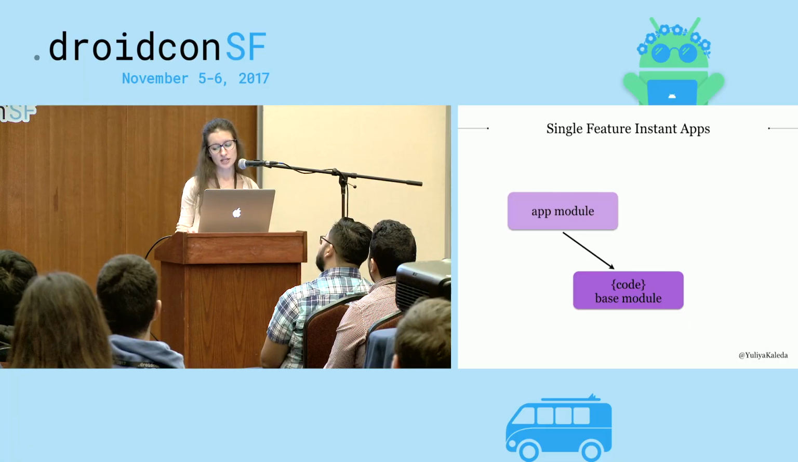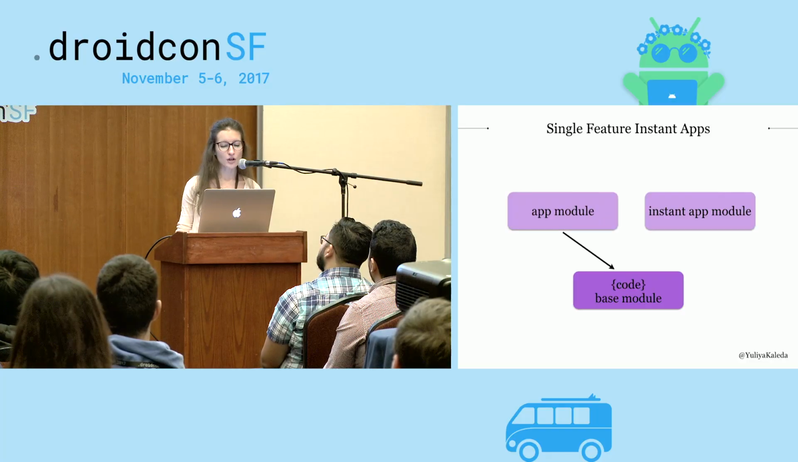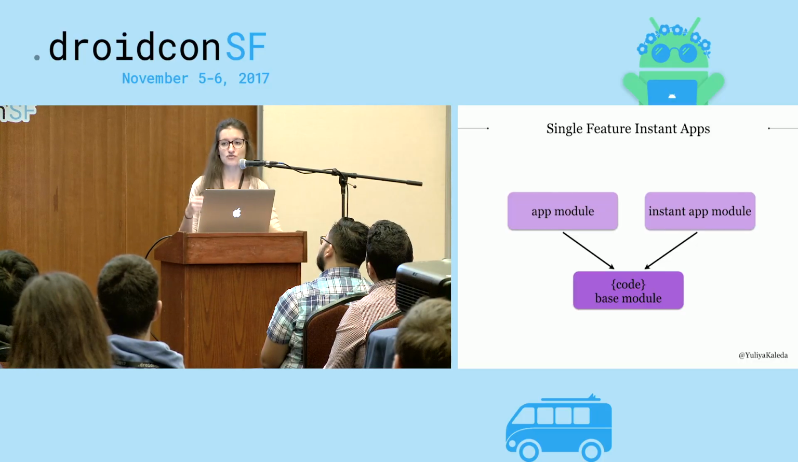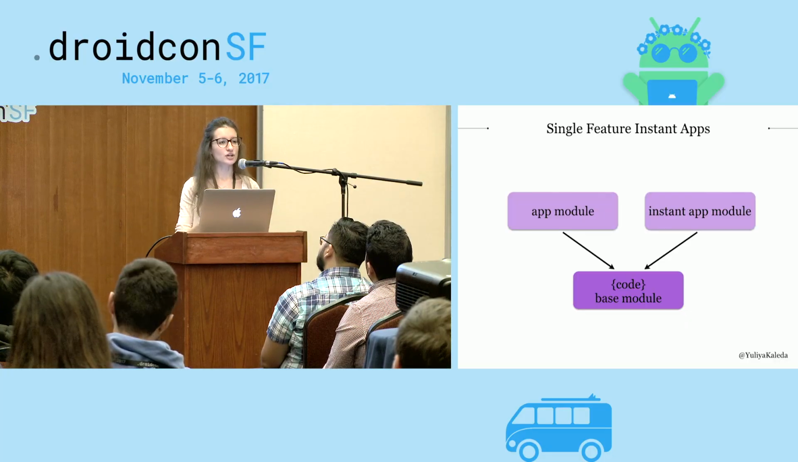Then the next step is to add a new module, which is the instant app module. Again, it will be empty. It won't have any resources or source files. And it will also depend on the base module. And that's pretty much it. So as you can see, Instant App is not about adding extra code to your application, right? It's more about shifting files around, adding extra modules, and modularizing the whole application.